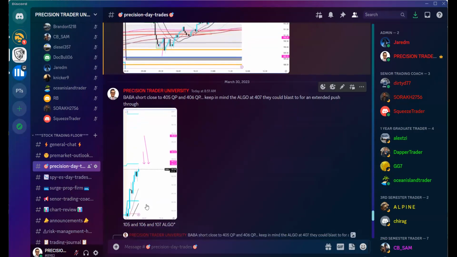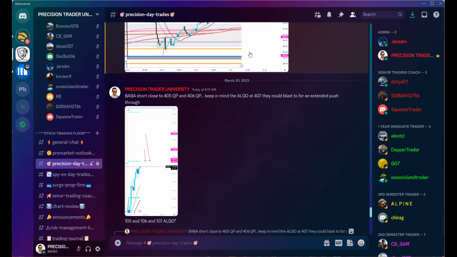Again, I wrote it wrong. I was thinking of SPY, which was in the 400s. We were trading that as well. But anyway, it was actually 105 and 106. So that was our entry targets that we were looking for. That was the play set up, ready to go.